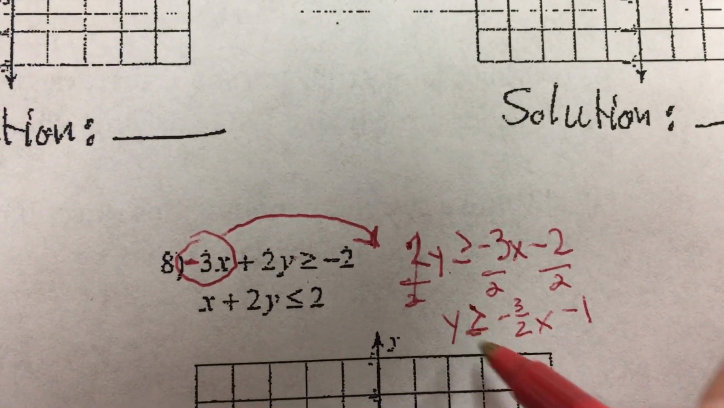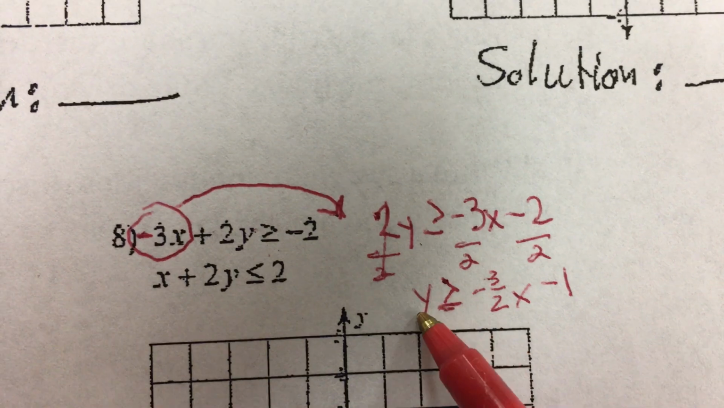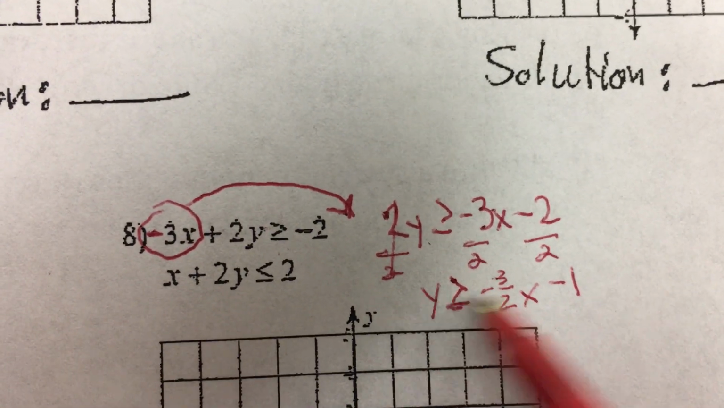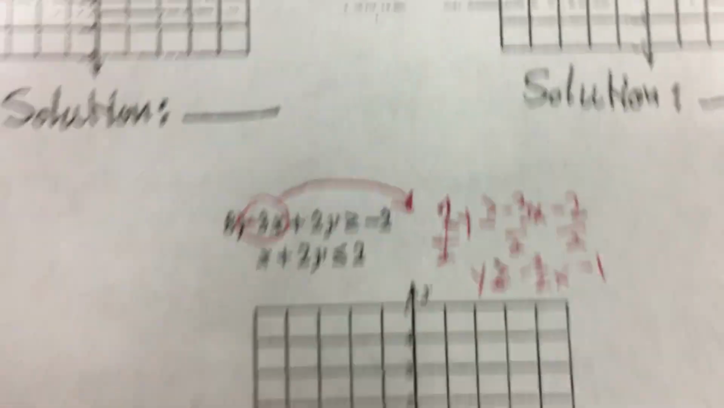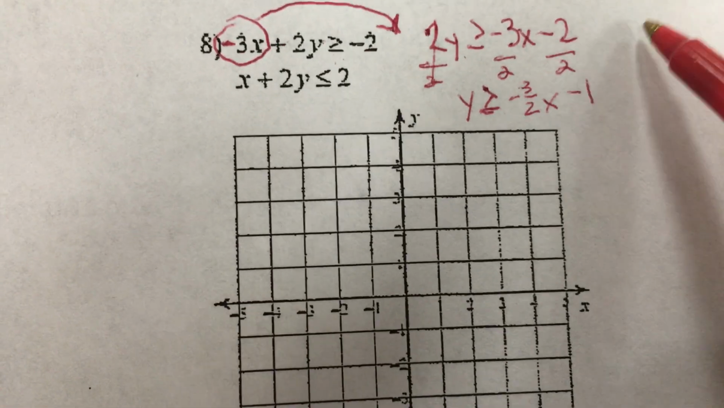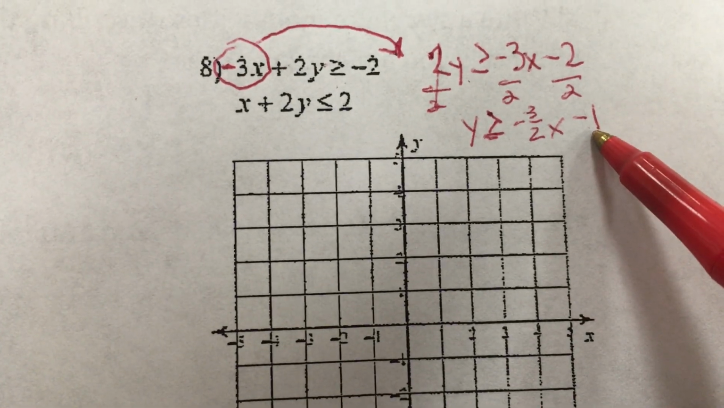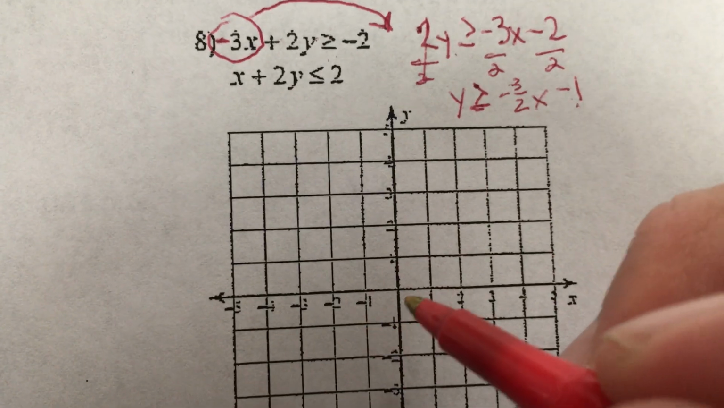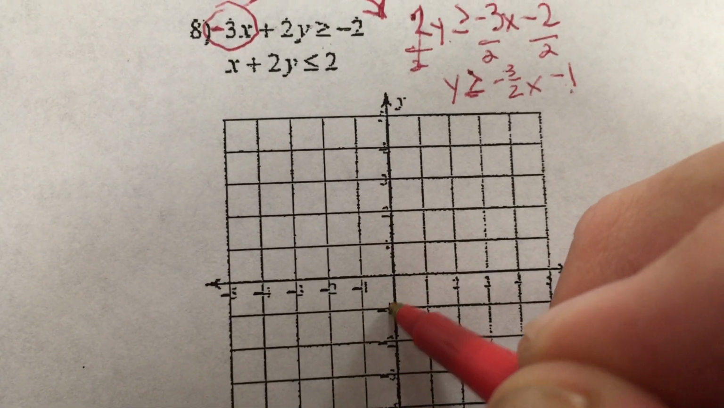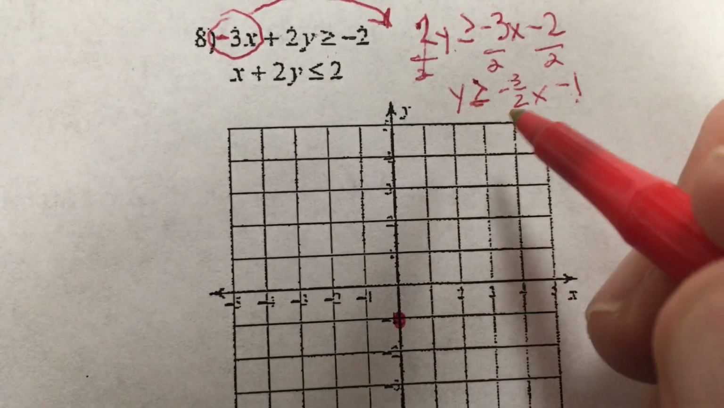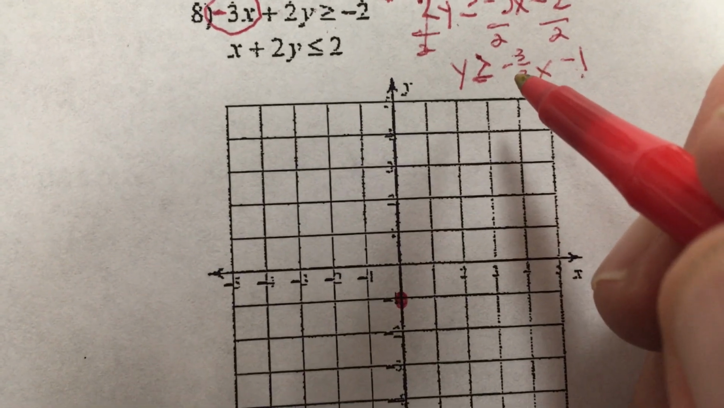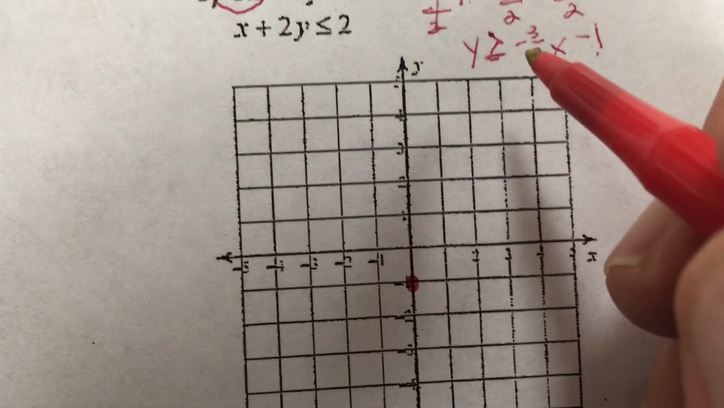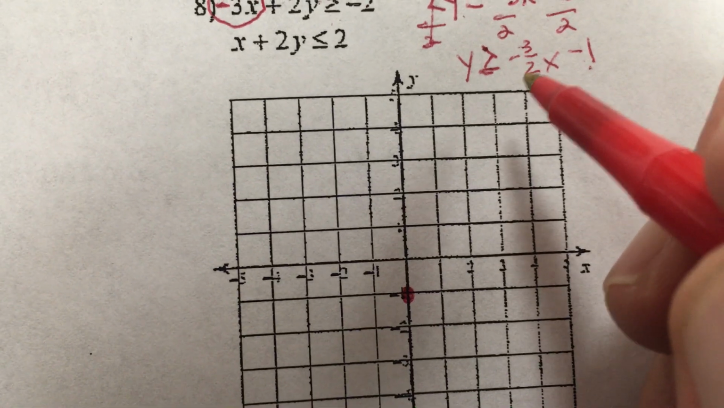So, graph. Now I'm going to take this inequality, and I'm going to graph it on the graph. So I'm going to begin with my b number, with my y-intercept. That's negative 1. We'll draw a dot there. Then I'm going to use my slope, or my m number, to move and find other points on the line.